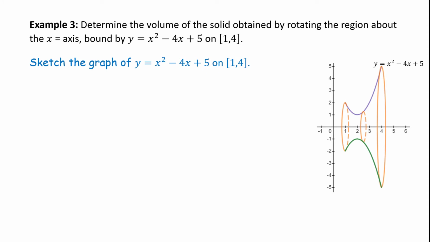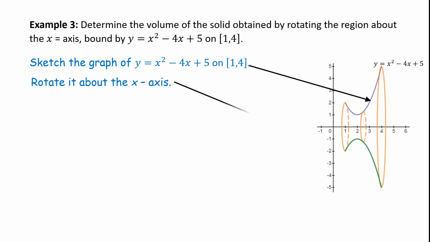So we do have the sketch of the graph, y equals x squared minus 4x plus 5 on the interval from 1 to 4. It's the upward facing parabola. Now we're going to rotate it about the x-axis. That is, just flip it over. So our formula for the volume on the interval from 1 to 4 will be the integral from 1 to 4 of A(x) dx.